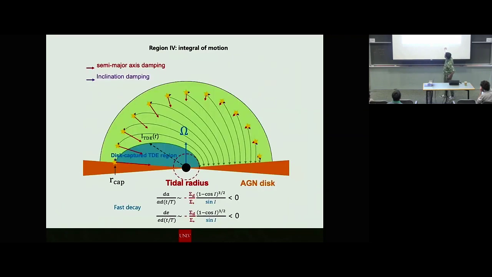And if this final capture radius is within the tidal disruption radius, then those stars will be captured and potentially trigger a tidal disruption event. Although the morphology of the tidal disruption event will be different, I will talk about that later. And if you check the time scale for this region, you will find that due to this sine i here, this decay would be very, very fast.